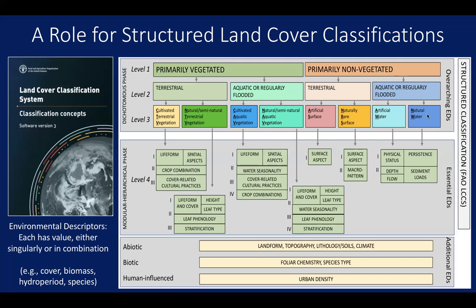And we call those level 3. And then there's essential environmental descriptors. And as you see, for natural, semi-natural terrestrial vegetation, that relevant to forests is height, leaf type, life form and cover, leaf phenology and stratification. And then you can further describe those land covers by considering abiotic, biotic and human influenced descriptors such as above ground biomass. So these descriptors can feed directly into the land cover classification, and a lot of those can be retrieved from satellite imagery.